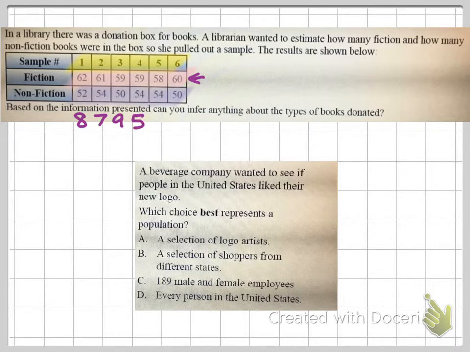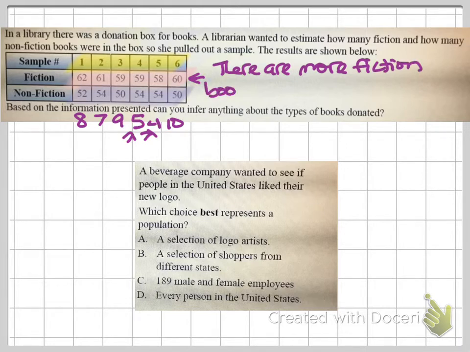Sample 5 is 4. And sample 6 is 10. Now, this one's small, and so is this one. But what you can say for sure is that there are more fiction books than there are nonfiction.